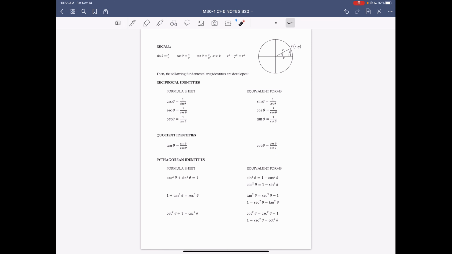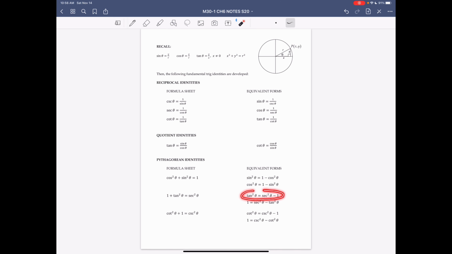Also on your formula sheet is 1 plus tan squared theta equals secant squared theta. Again, we can get two different equations from that. If we isolate tan squared theta, we get tan squared theta equals secant squared theta minus 1. And if we isolate 1, we get 1 equals secant squared theta minus tan squared theta.